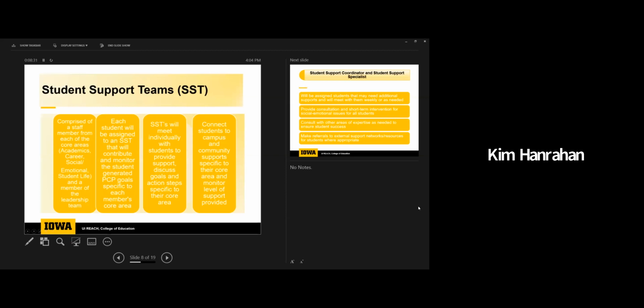Really wordy slide. The next couple are pretty wordy, but teams are comprised of a staff member from each core area and a member of the leadership team to lead and guide that team. Each student will be assigned to a team, and that team will monitor and contribute to the student's success in their goals that they've identified. They'll meet with students individually to provide support specific to their core area of expertise, and they'll connect students to campus and community supports as the team decides is necessary.